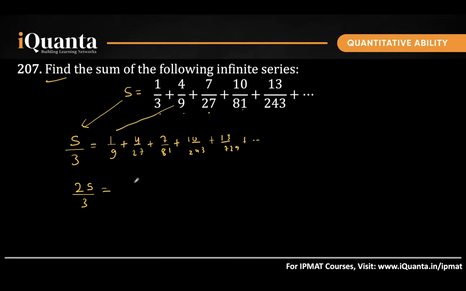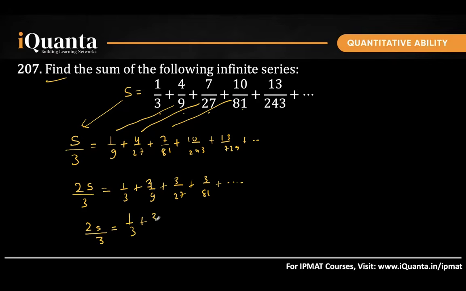From 4 by 9, I subtract 1 by 9. So let me just write 1 by 3 here, plus 4 by 9 minus 1 by 9 is 3 by 9. Yes or no? Then 7 by 27 minus 4 by 27 is 3 by 27. Then 10 by 81 minus 7 by 81 is 3 by 81, isn't it? And obviously this 3 by something will keep going on till infinity. So 2S by 3 is equal to, let's keep this 1 by 3 separately, plus in all these fractions 3 is common, so let me take it common, and we'll have 1 by 9 plus 1 by 27 plus 1 by 81 and so on.